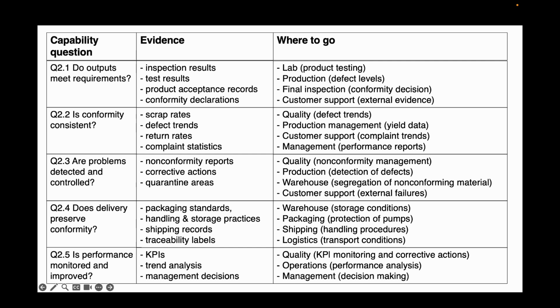Now, each question needs its own evidence. For example, for question 2.1, I may need inspection results, test results, defect trends, scrap rates, complaints, or delivery data. And once again, that evidence tells me where to go. It may take me to the lab, to production, to final inspection, customer support. And you see, the other questions may lead me to quality, to top management, to the warehouse, to logistics, to operations.